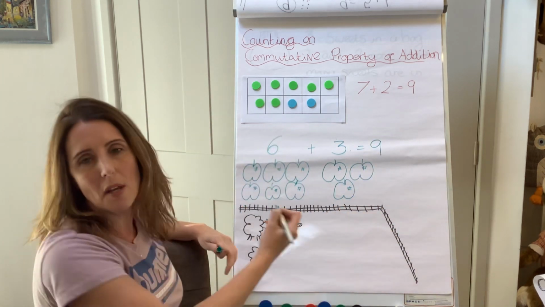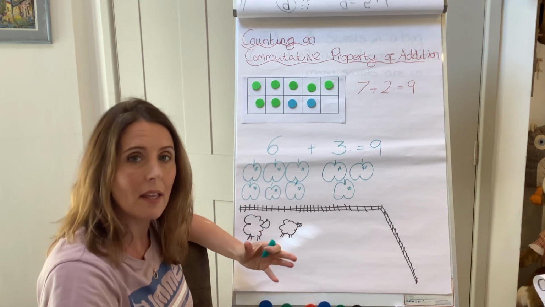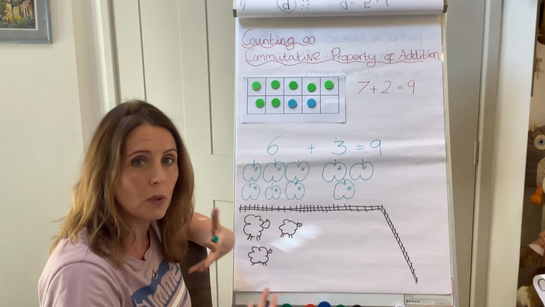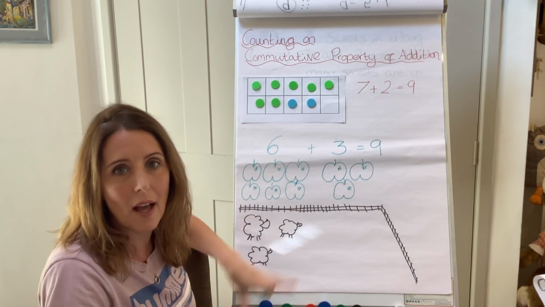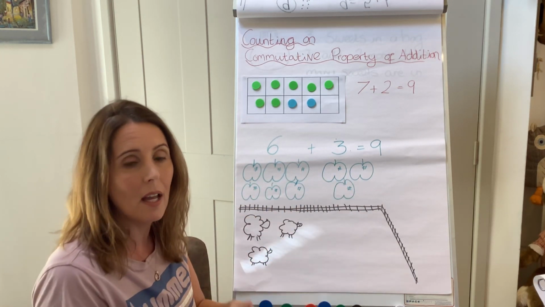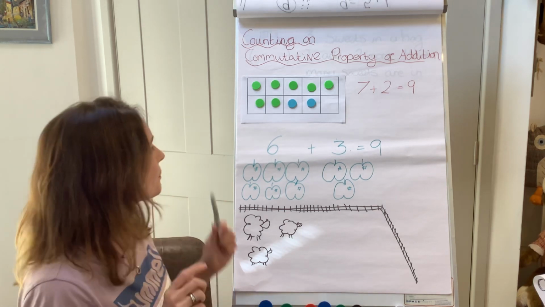Okay, now this is where your number bonds are useful, because numbers like this, if you've practiced and rehearsed your number bonds, you won't need to count on to find numbers like that. You'll instantly know that 6 and 3 goes together to make 9.